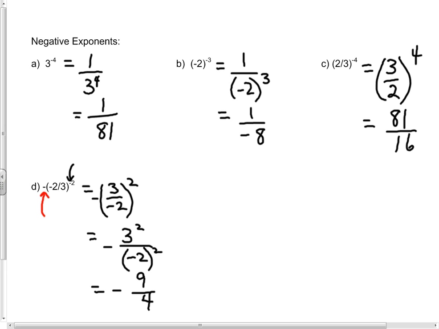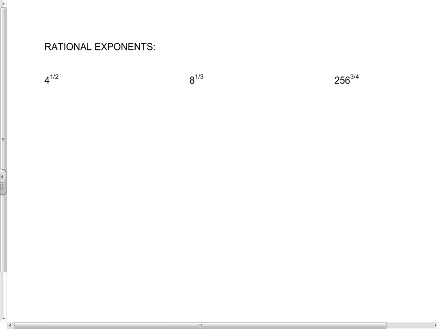The next rule is for rational exponents where you have a fraction as your exponent. 4 to the 1/2 means square root of 4. We're used to writing a square root like that where we don't indicate that there's a little 2 there. That means I need two identical factors that would give me the answer 4. Well, you know what it is. The answer is 2.